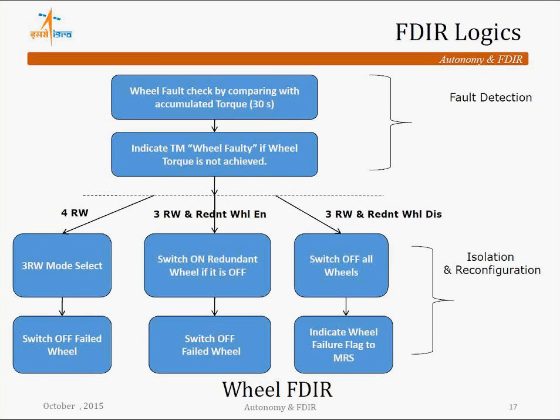If I take the wheel, wheel fault checks are there. This is like four wheels protected, normal condition. In case of one fault, this is the 3RW, that is, a 3 wheel system, we can control like this. And finally, if more than one wheel failure is there, then it will go from wheel control to thruster control.